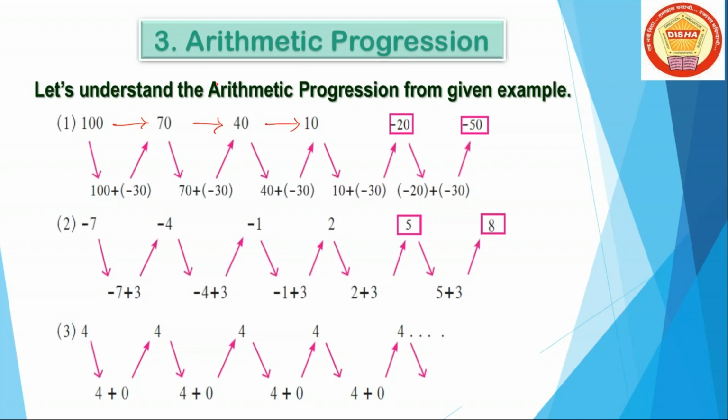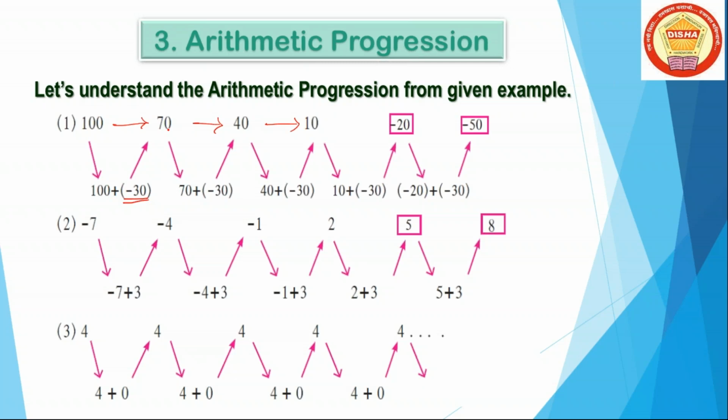Here we see what is the difference between them. If we subtract T2 from T1, we get 30. Again we subtract 40 from 70, again we get 30. It means there is a difference of 30. The terms are arranged in descending order and differ by 30. So we subtract 30 from each term. That means 100 plus negative 30, we added negative 30.